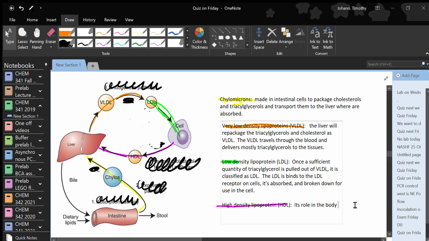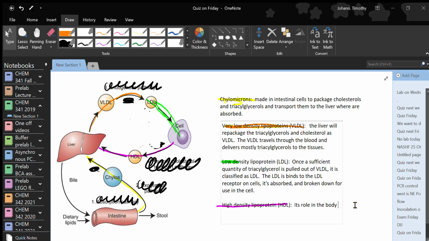Okay, so its role in the body is to go through the blood and collect excess cholesterol from the cells and bring it back to the liver.